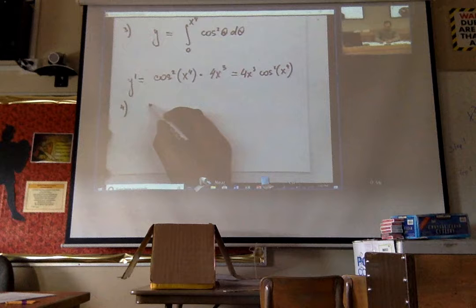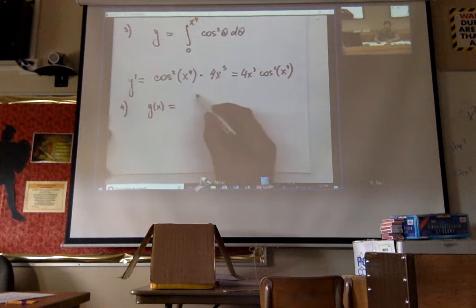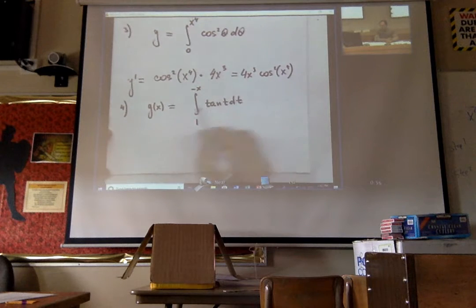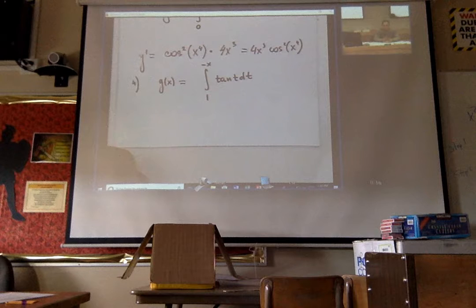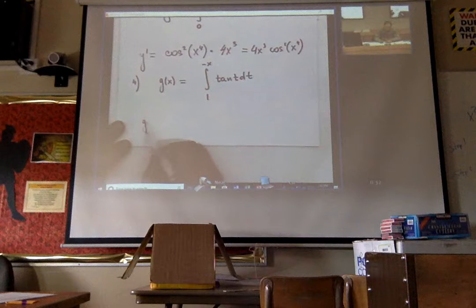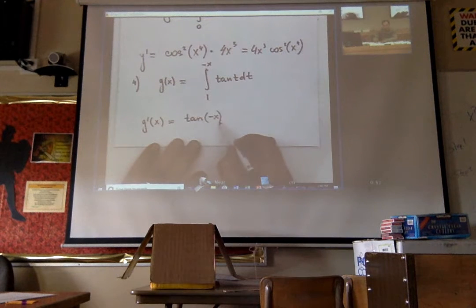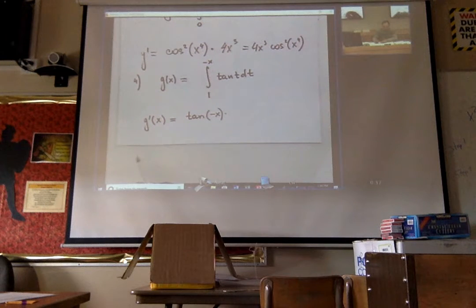Okay? So let me do one more. Let's say we have g of x equals the integral from 1 to negative x of tangent t dt. So it fits into the theorem, right? At least we have the right integral. The number is on the bottom. So we can take the derivative and we will have tangent of what? Negative x, right? And times, I'm already telling you, you cannot stop, okay? Times 1. Times negative 1.